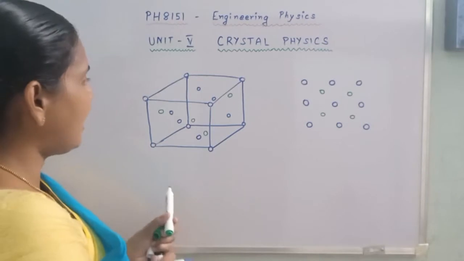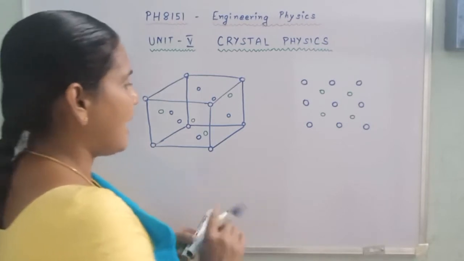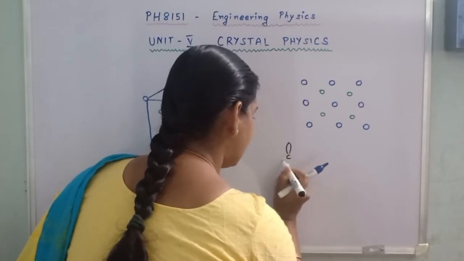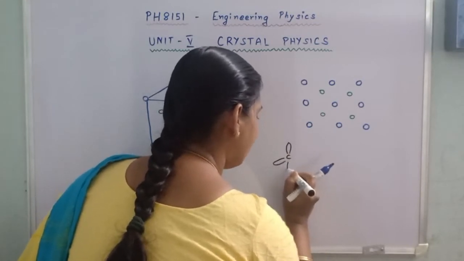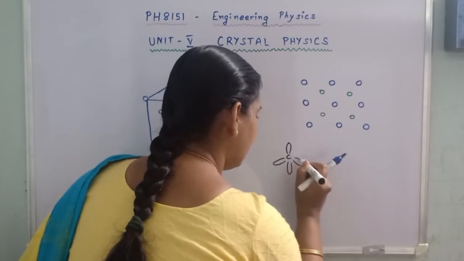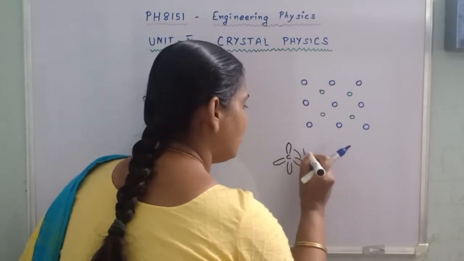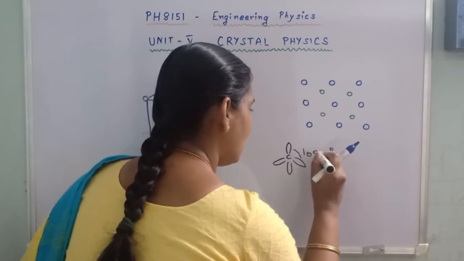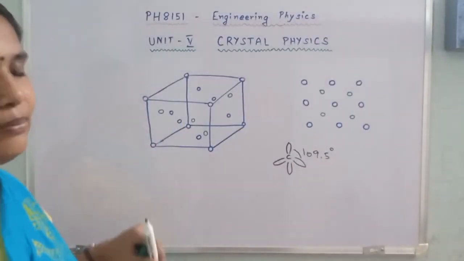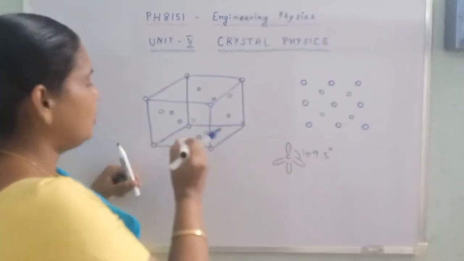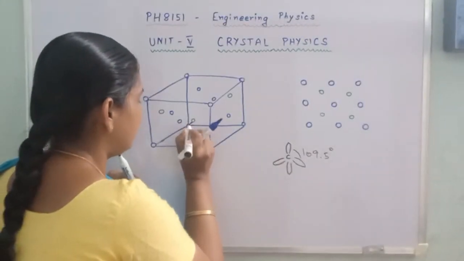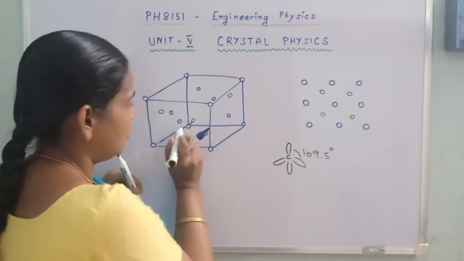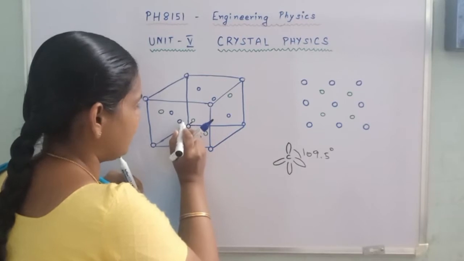The bonding, as I told you, in diamond carbon is sp3 hybridized. It will have a bond angle of 109.5 degree or 109 degree 30 minutes approximately. So here if you look, it's going to form 3 bonds.